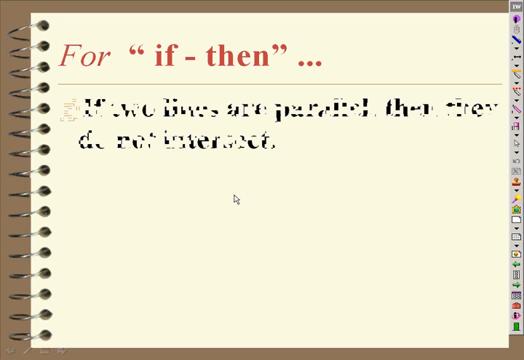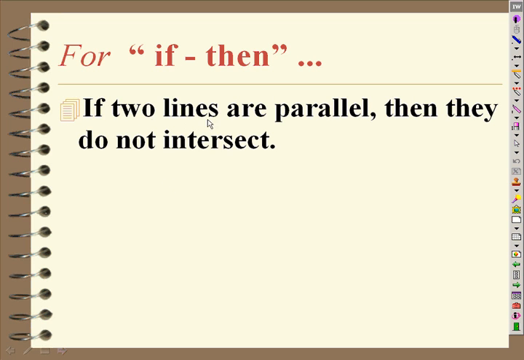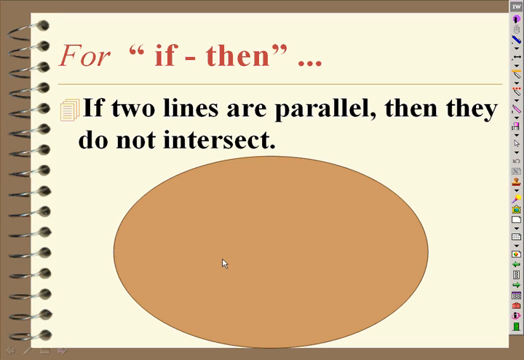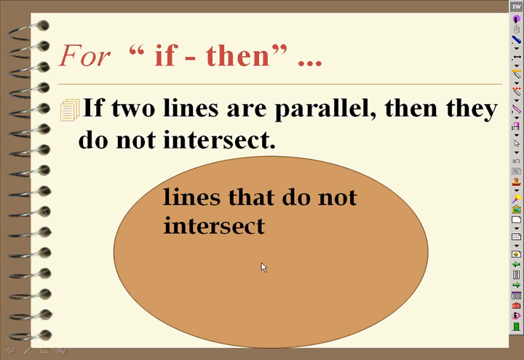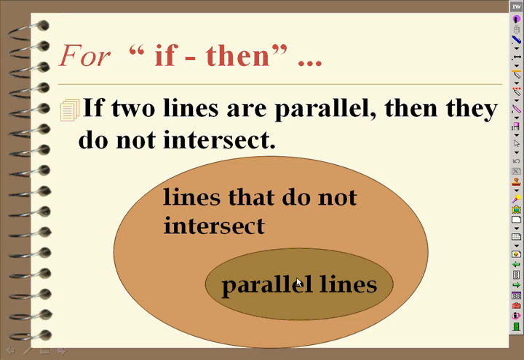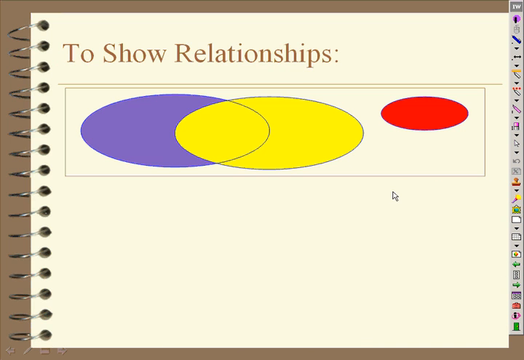Or if it's already in the if-then form, like lines that are parallel, they do not intersect. Lots of lines do not intersect. Some of them are parallel. Asking yourself, how is that possible to have other lines that do not intersect that aren't parallel? Wait for lesson 2-3.